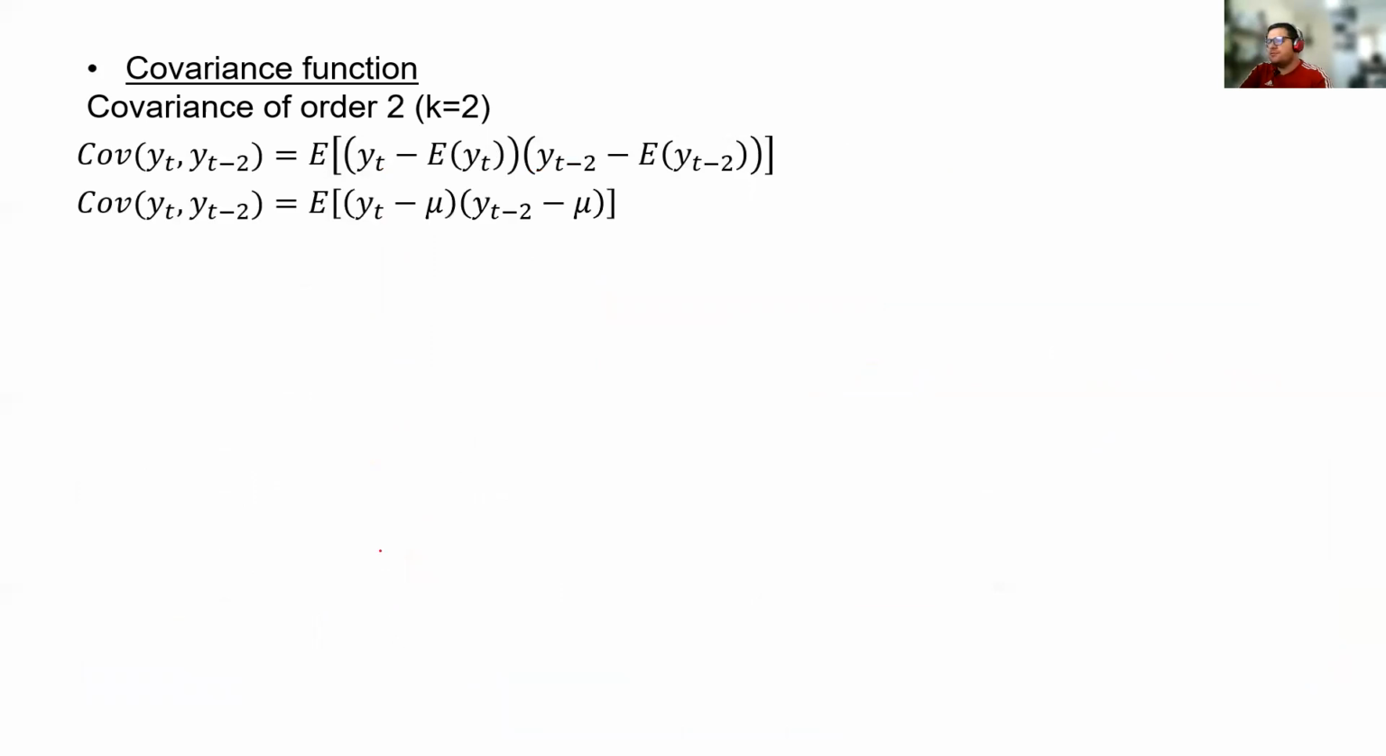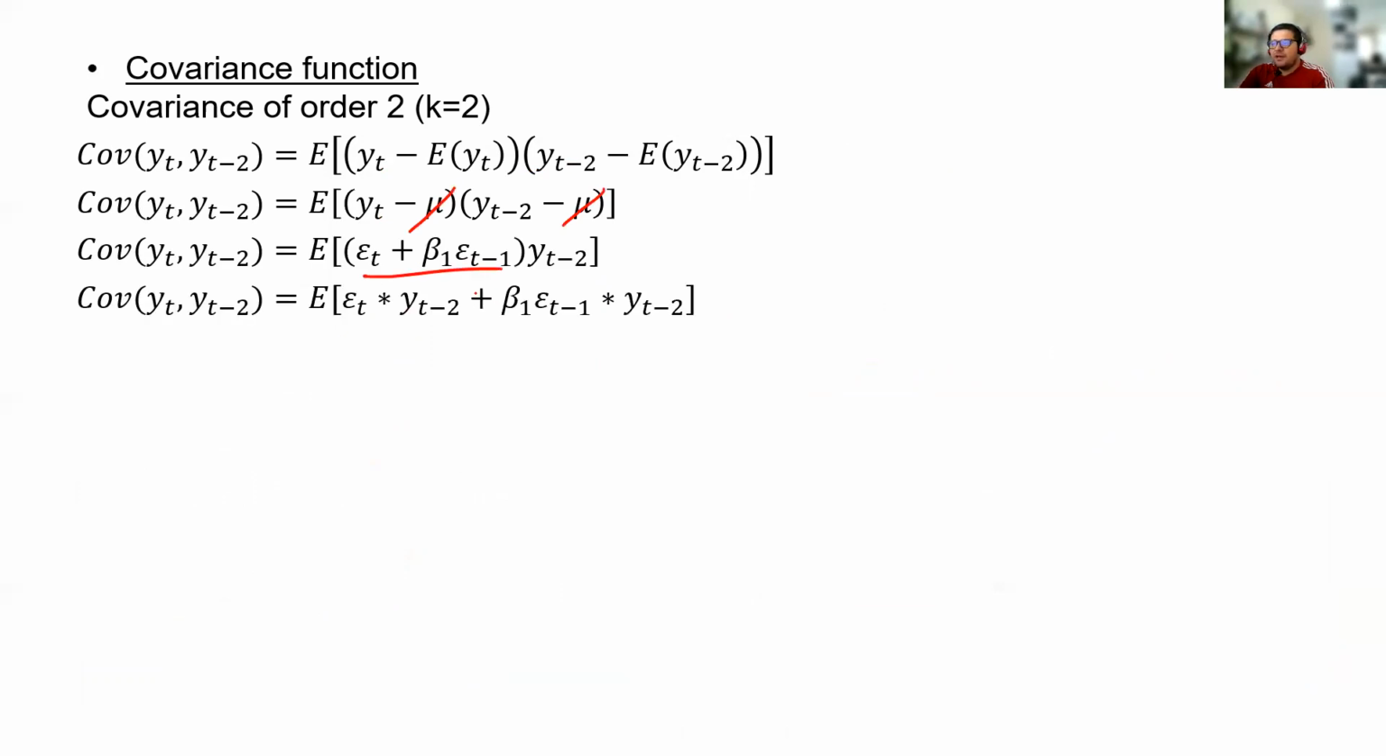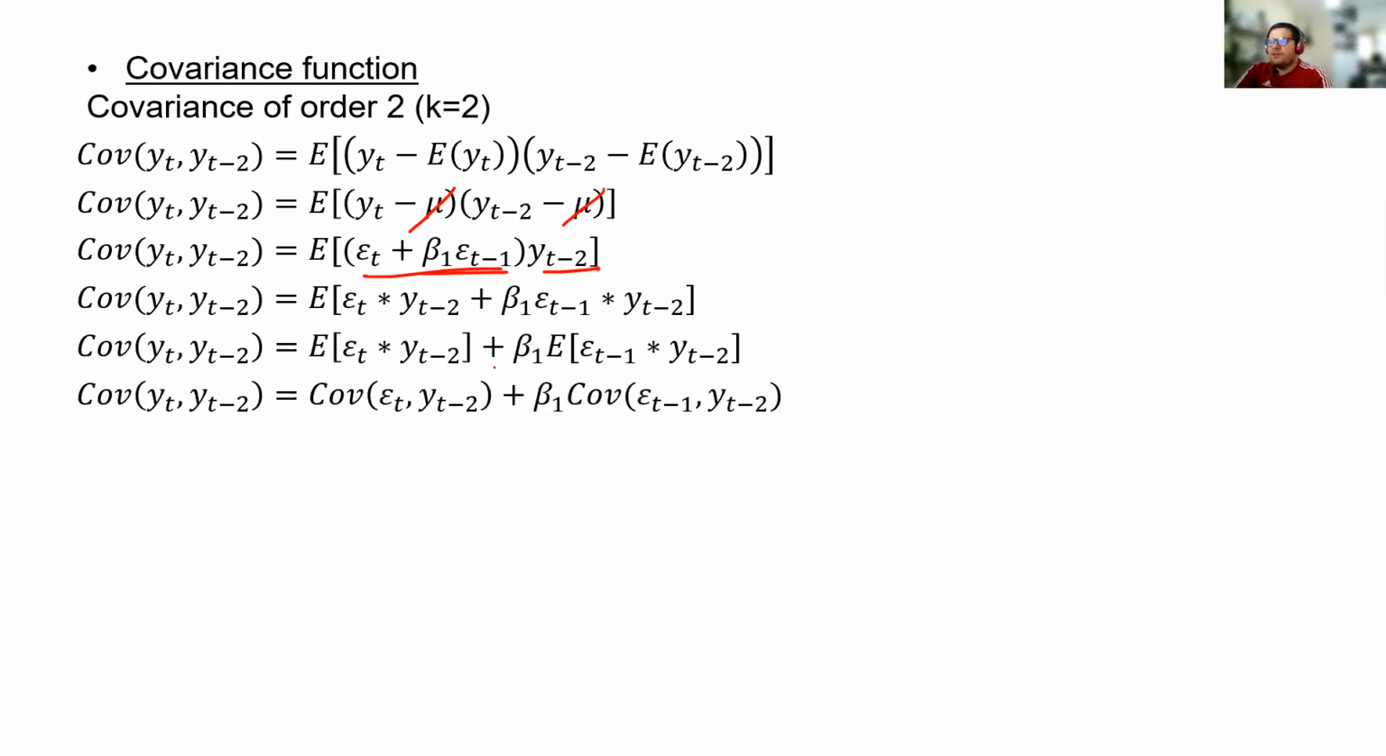Now for the second order, we do the same thing. We get to this point. Now remember, this will not account for anything. We replace yt and open this bracket. So et times yt minus 2 plus beta 1 et minus 1 times yt minus 2. Just taking care of the constants and the expected value operator. And we do the conversion to the equivalency, right? Expected value of et times yt minus 2 is equivalent to the covariance between those two variables, and same for et minus 1 and yt minus 2.